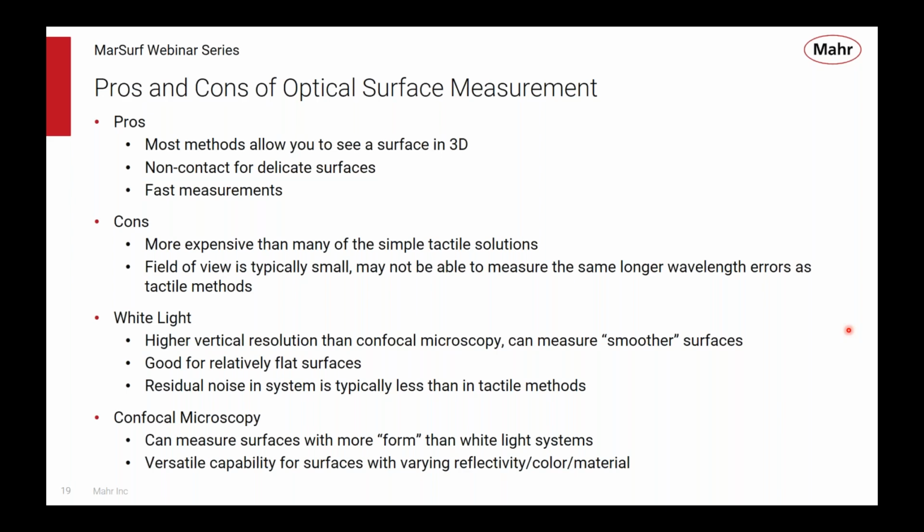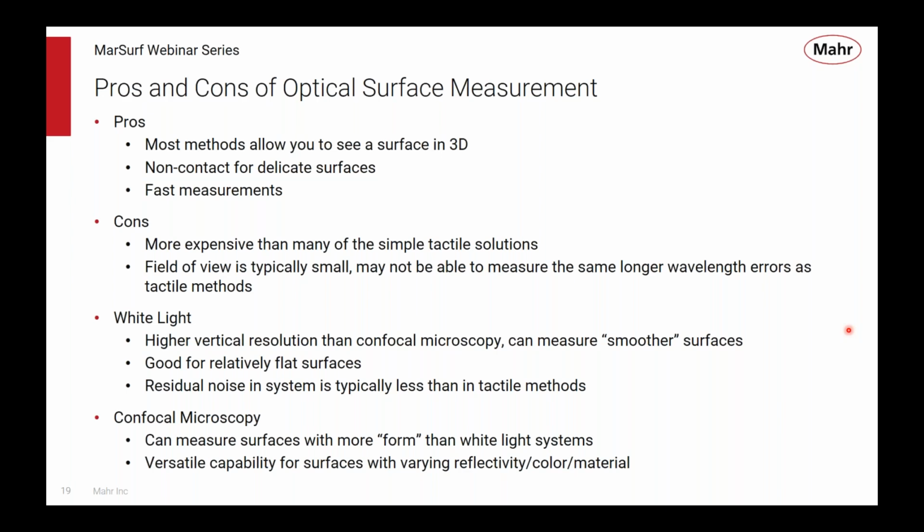It's best for relatively flat surfaces, and it has a residual noise, meaning if I were to take a perfectly polished optical flat, put it under the system, I'm probably going to get the lowest roughness and lowest flatness number from a white light system of any of the products that we make.